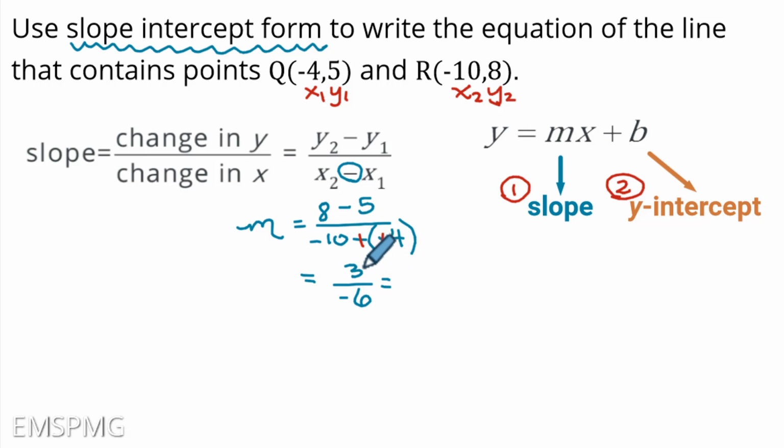Don't forget, your job here is always to simplify your fraction. Hopefully you see both of these are divisible by 3. So I'm dividing them both by 3. 3 divided by 3 is going to be 1.